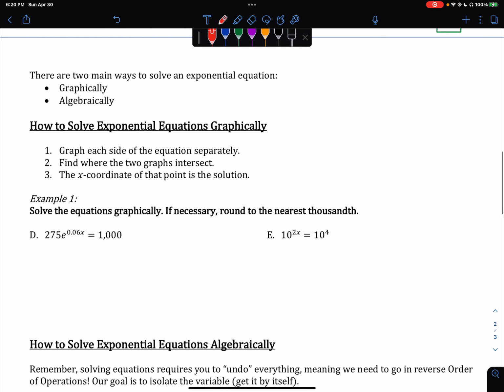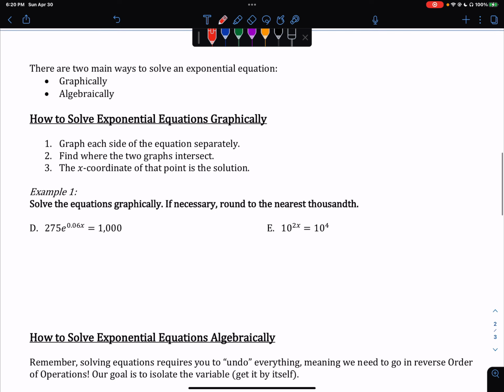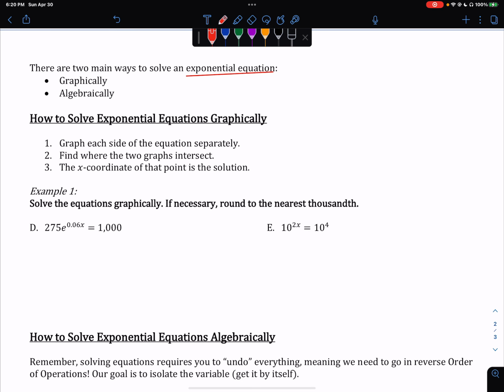So when it comes to solving an exponential equation, you might be asking yourself, why are we going back to exponential equations? Well, remember there's that connection that exponentials are tied together. They're the inverses of a log. And so we can solve exponentials using logarithms. There are two main ways we can do that.